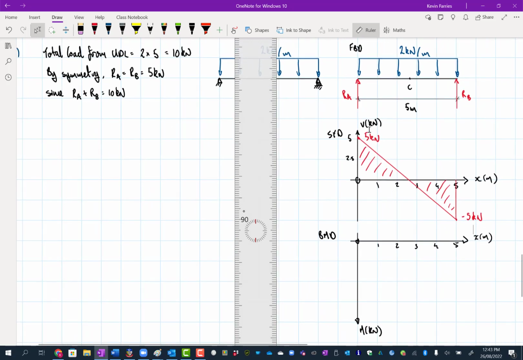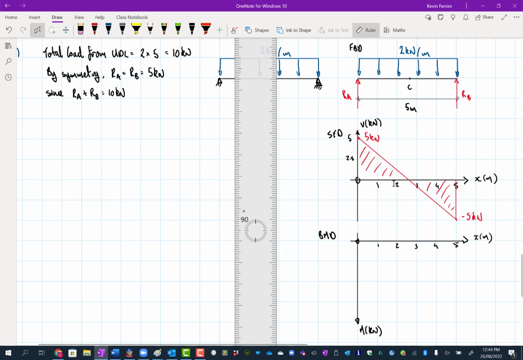And so when we were doing exams, whenever you see UDLs in an exam, your heart kind of sinks a little bit because they're always a bit more painful, but not impossible. All you need to remember is that the change in the moment for any particular distance is going to be the area under the shear force diagram at that point. How could we do this one?